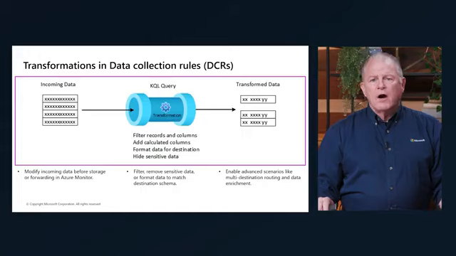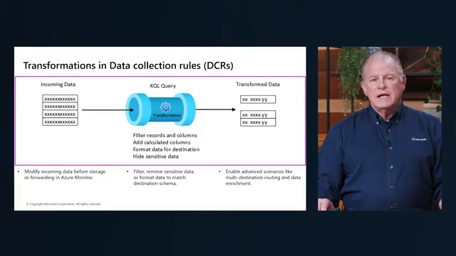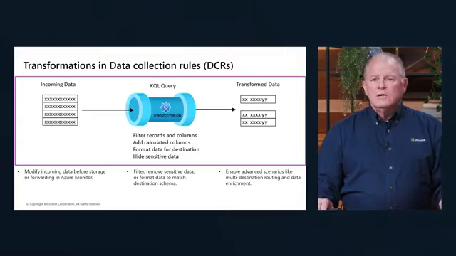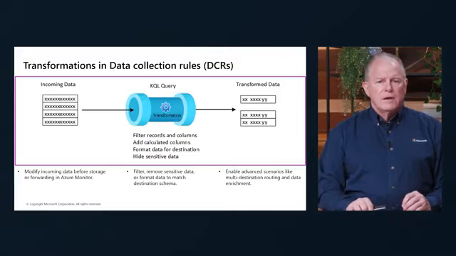Transformations in DCRs are KQL, or Kusto Query Language, queries that run against each record sent to the cloud pipeline. They enable you to filter unneeded data, remove sensitive data, or format data to ensure it matches the schema of its destination. One of the primary uses of transformations is to filter out unneeded data. By applying KQL queries, you can specify conditions to determine which data should be collected and which should be discarded. This helps optimize data collection and reduce storage costs.